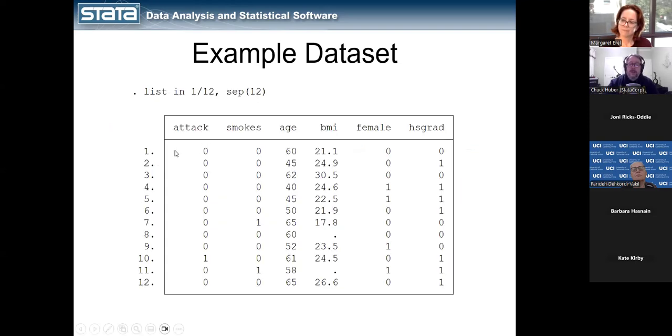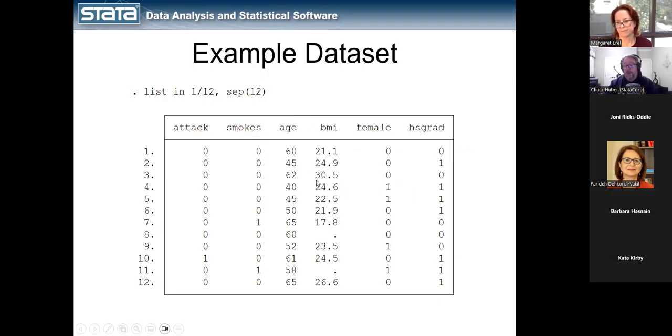So if I were to list the raw data, these are the first 12 observations in the data set. Again, I have attack. It's just this binary indicator variable, zeros and ones. The variable that has the missing data is BMI, and you can see the missing data in the raw data by a dot. In Stata data sets, it's represented with a dot. It's actually stored as, you can think of it as, positive infinity. It's the largest number that your computer can store. But you can think of it again as positive infinity.